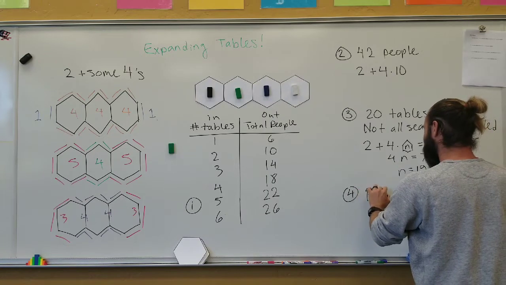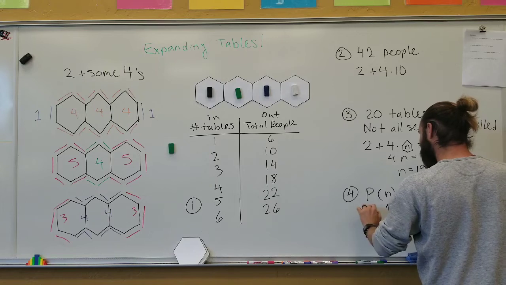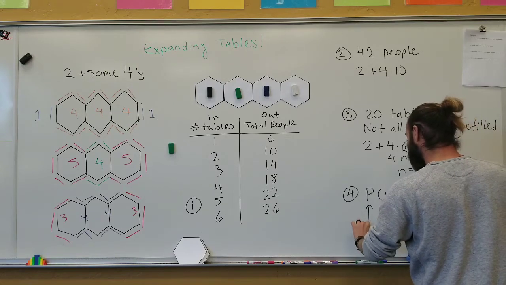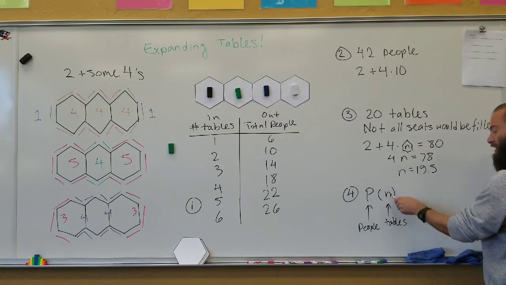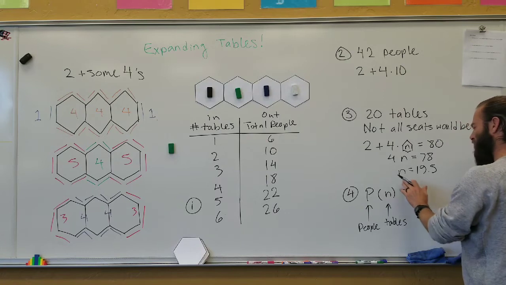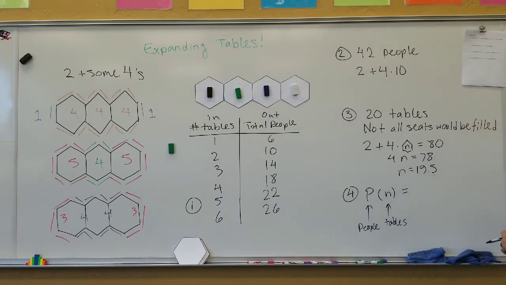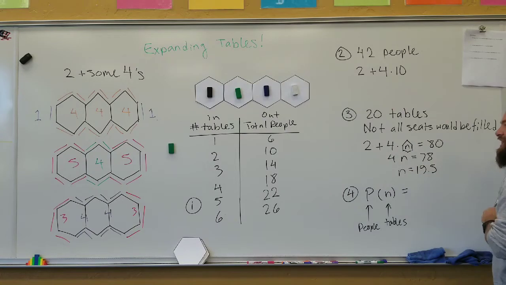Since we're familiar with using function notation, and this is a function, I'll use p for people, and then n is tables like we said. And so p of n, what would be a formula for this? And we'll talk about different versions of the formula, but a formula that seems to be sticking out to us right now here is actually built on this equation we already had set up.